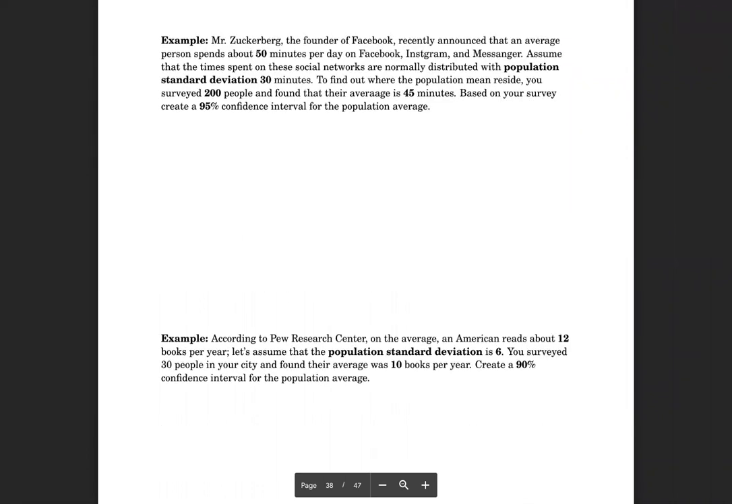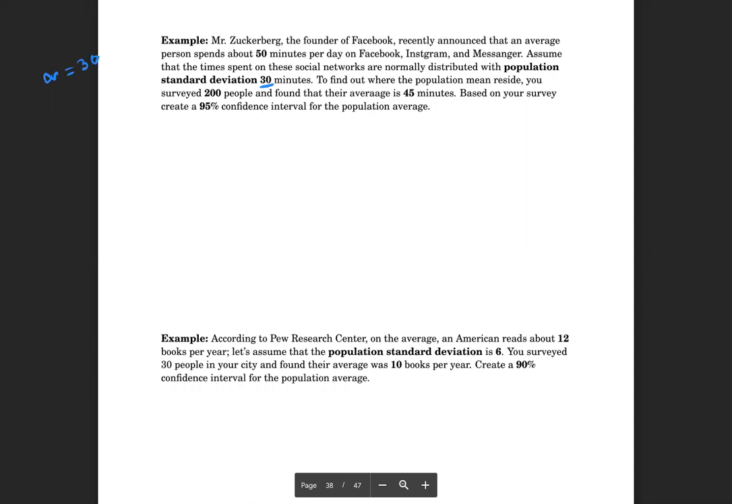Mr. Zuckerberg, the founder of Facebook, recently announced that an average person spends 50 minutes per day on Facebook, Instagram, and Messenger, like social media. Assume that the times spent on the social networks are normally distributed with population standard deviation 30 minutes. So it is given to you that sigma is 30. That means we know sigma.